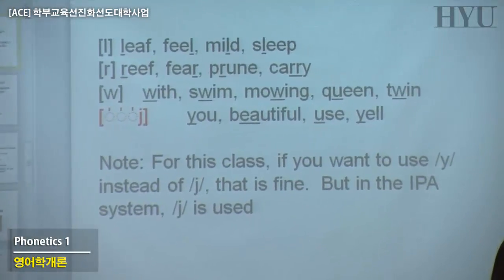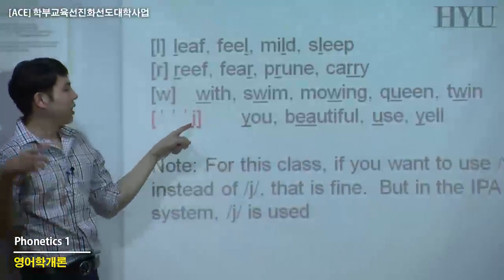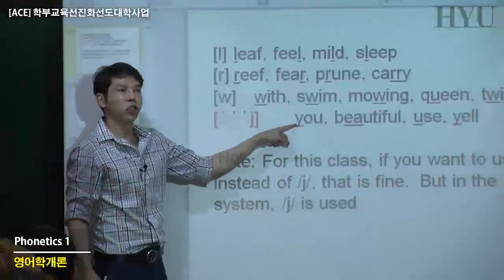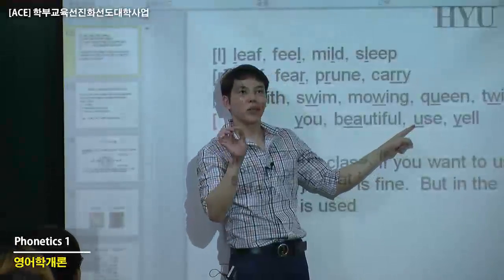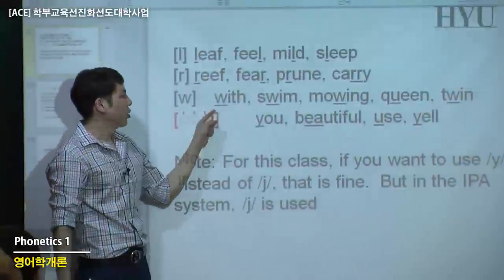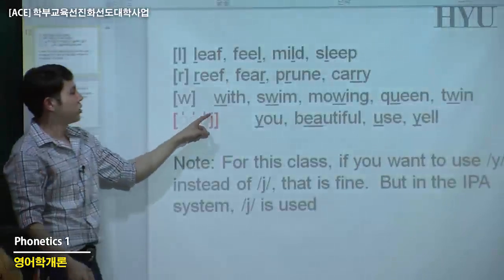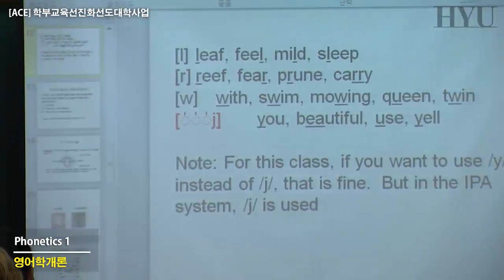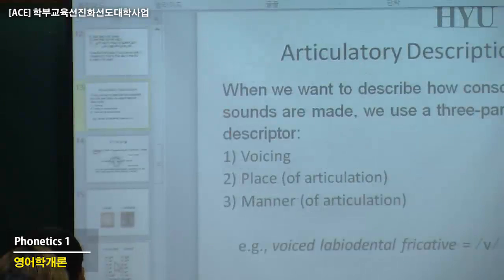Oh, why this one doesn't come out right? For this one, in the book, I think they use the letter J to represent the Y sound. You, beautiful, use, yell. You see that you here, the sound when we produce it is use, so it's the Y sound, right? So you can use J or you can use Y, doesn't matter, okay? I have that on the slide.